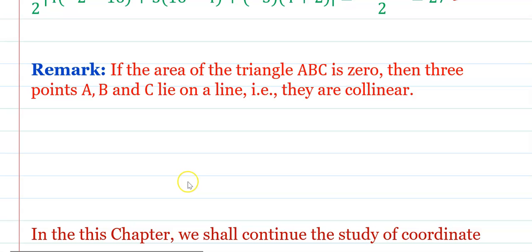Now again one more thing is that if the area of the triangle is 0, then the 3 points A, B, C lie on a line, that is, they are collinear.